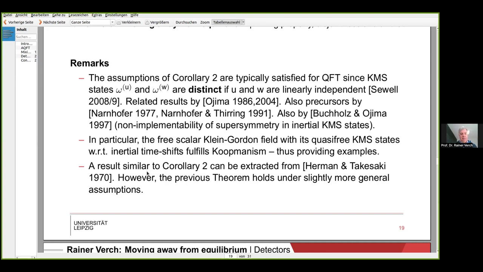Actually, a similar result to corollary 2 can be extracted from earlier results of Hermann and Takizaki. However, this previous theorem, which I have presented, holds under slightly more general assumptions. What these slightly more general assumptions are, we discuss at some length in our paper, so I will not go into details here.